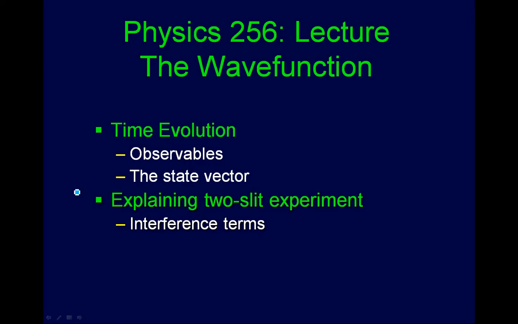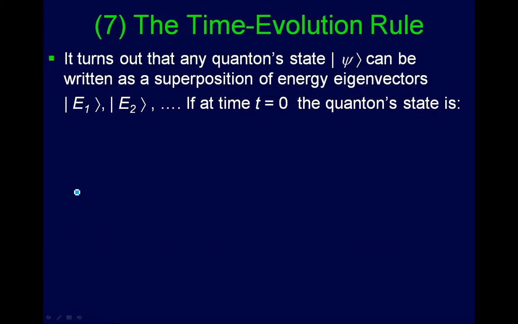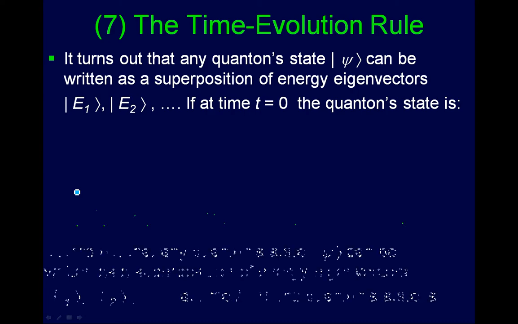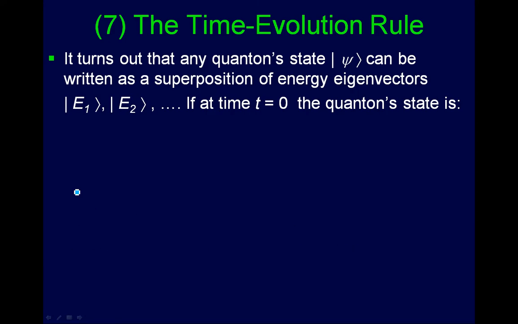We're going to finish our discussion of the rules of quantum mechanics by turning to Rule 7, the time evolution rule. The textbook describes this roughly as so. It turns out that any quantum state vector, or ket, can be written as a superposition of energy eigenvectors. These are eigenvectors, as we discussed, that have a set eigenvalue of energy.